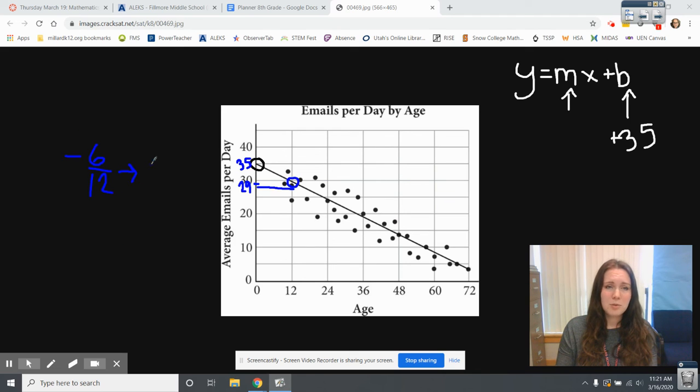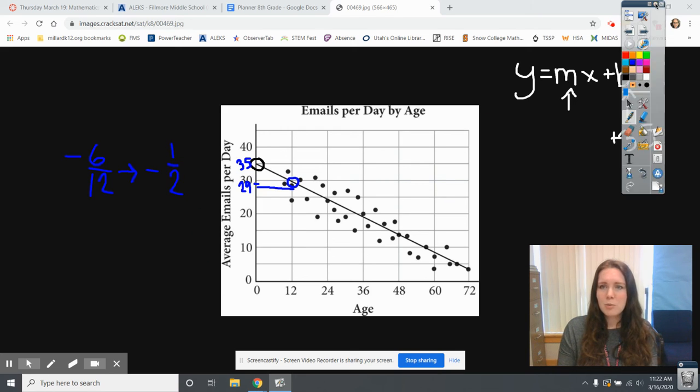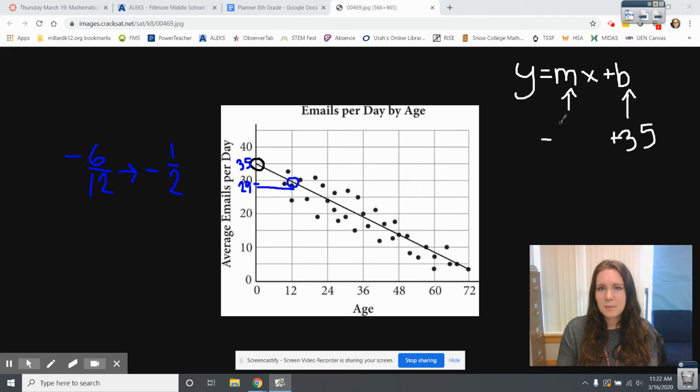Last step, simplify as much as you can. In this case, it goes to 1 over 2. So I know my slope is approximately negative 1 over 2. So my approximate equation is y equals negative 1/2 x plus 35.